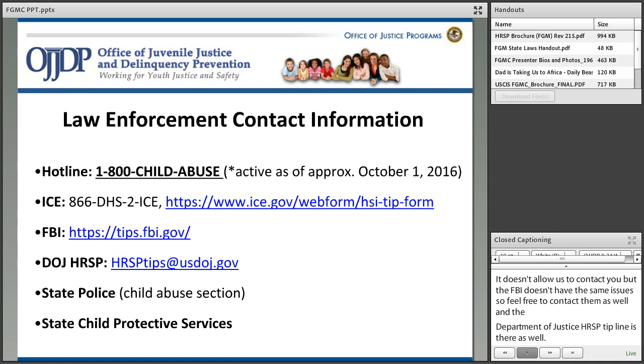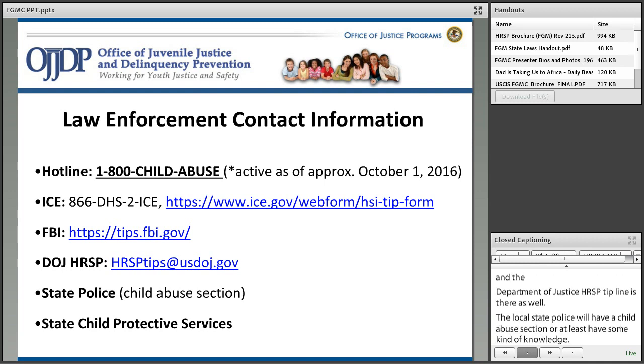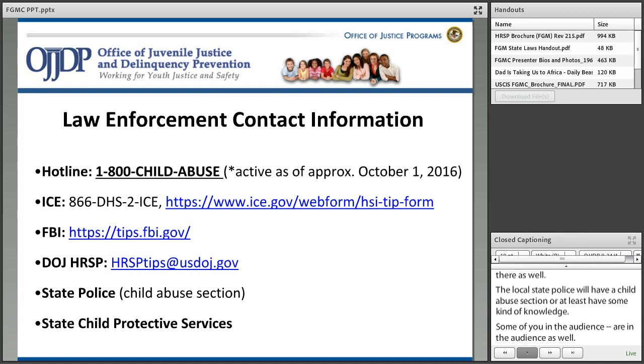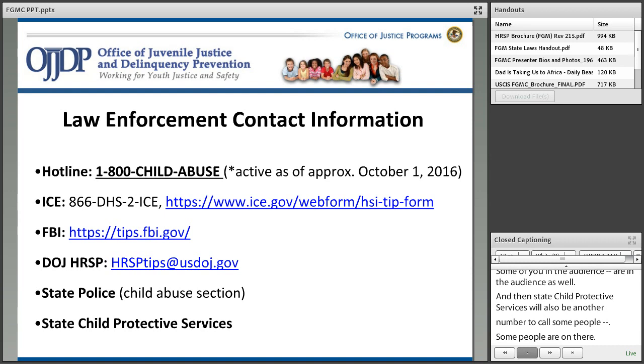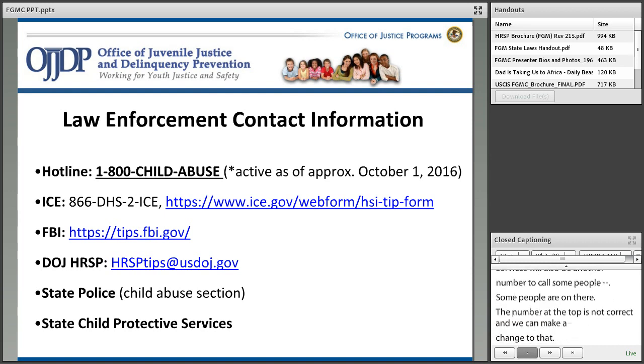And state child protective services are going to be another number to call. So some people are already on there. And I just got a notice that the number at the top is not correct, and we can make a change to that. It will be 1-800-4-A-CHILD, and you can also just look up the National Child Abuse Hotline and see what that is. But those are some of the key numbers to call.